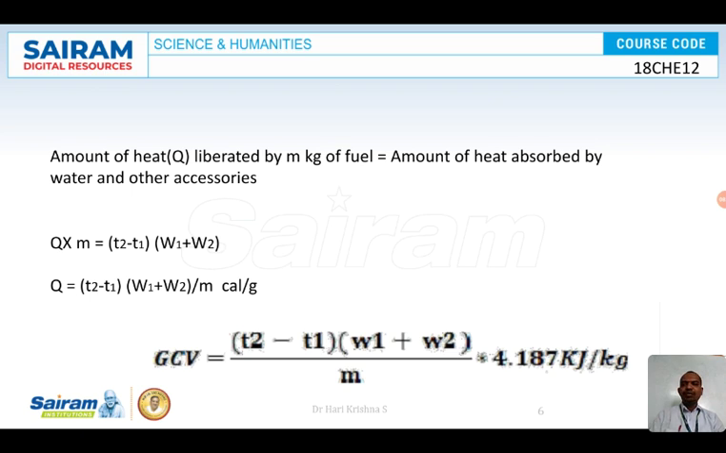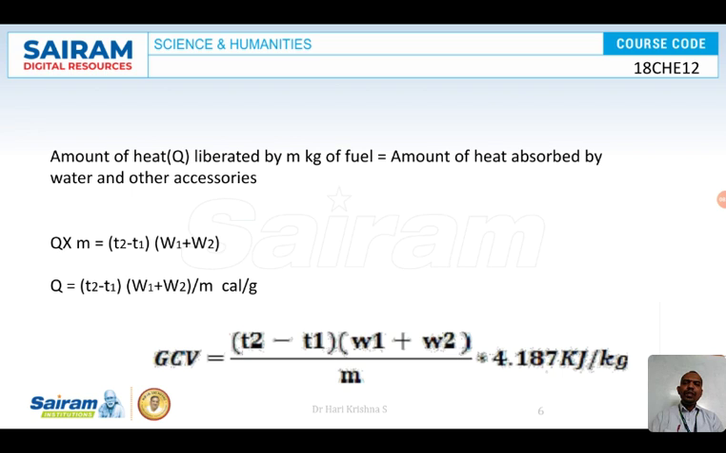We don't want this. We want SI units, right? So how to convert CGS into SI units? The simple conversion factor which converts calories into SI units is 4.187. So when you multiply anything in calories per gram, CGS unit, by 4.187, it gets converted to kilojoules per kg. So GCV, that is gross calorific value, is given by T2 minus T1 into W1 plus W2 divided by M into 4.187 kilojoules per kg. So this is GCV.